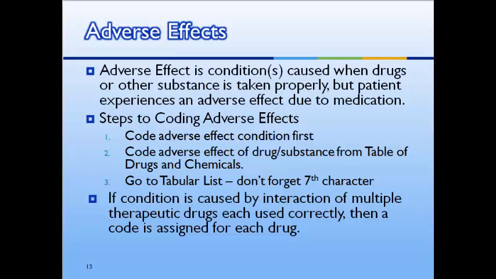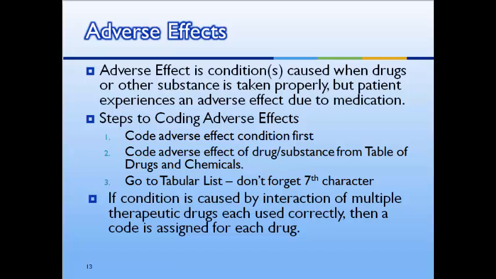An adverse effect is a condition caused when the drug or other substance is taken as prescribed and properly administered. But the patient may still experience a negative effect due to this medication or substance. Our sequencing in coding adverse effects is that the adverse effect condition goes first, such as if the patient has vomiting, that would be coded first, followed by our drug for the adverse effect. To find our adverse effect of drug, we start with the table of drugs and chemicals, find that drug, then we go to the tabular list because, remember, we always code from the tabular list, and we don't want to forget our 7th character.